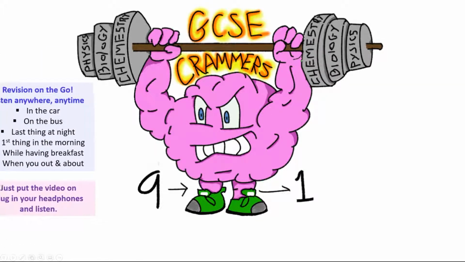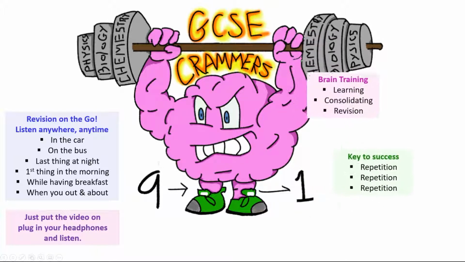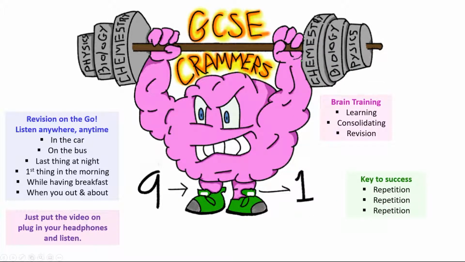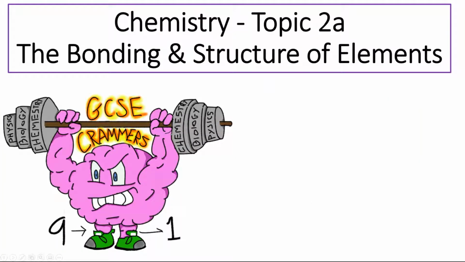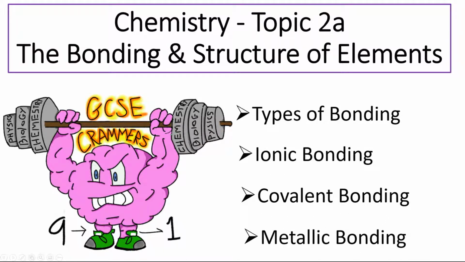It's never too late to start revising, and this way you can do it anywhere. Listen to these questions as many times as you need until the answers pop into your head. Today we're revising Chemistry, Topic 2A, the bonding and structure of elements, and we will be covering types of bonding, ionic bonding, covalent bonding, and metallic bonding. This is a very important unit, and you need to memorize it well.